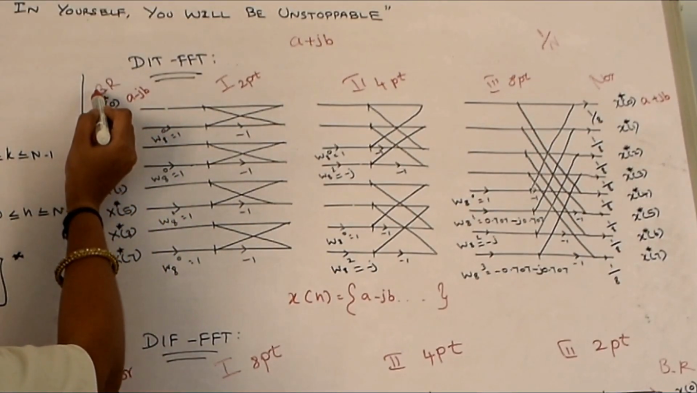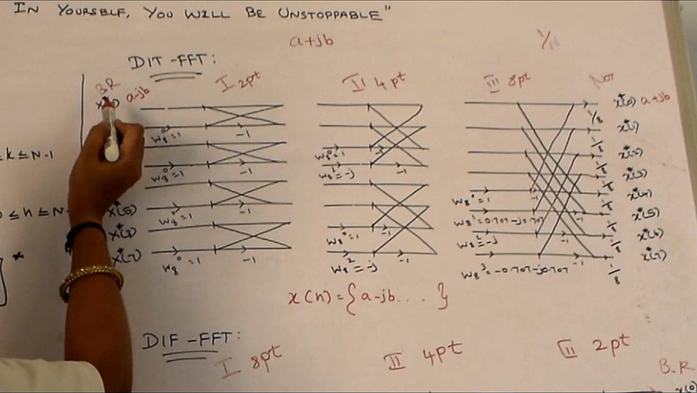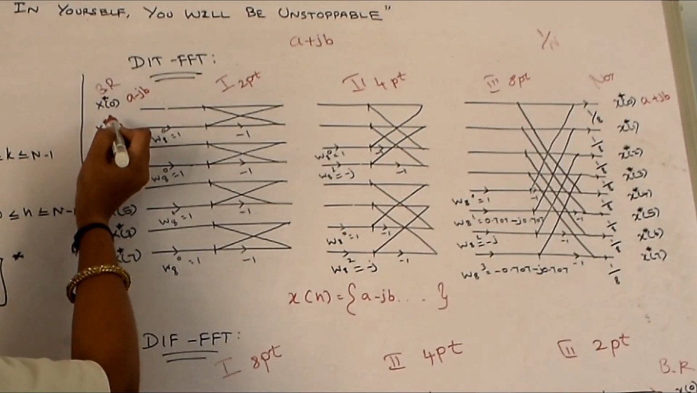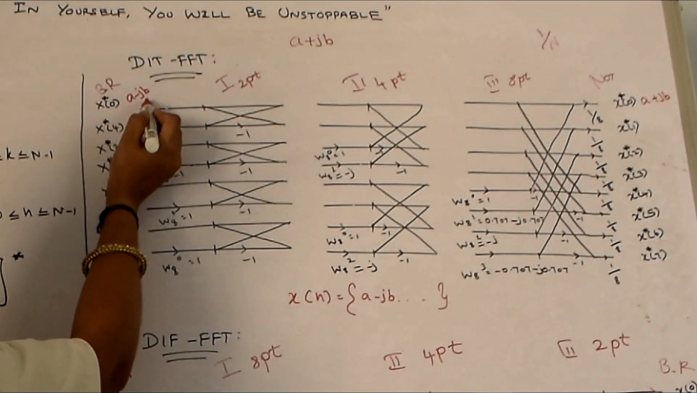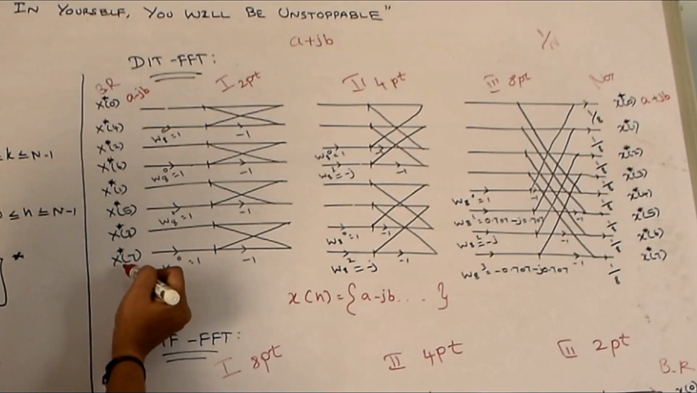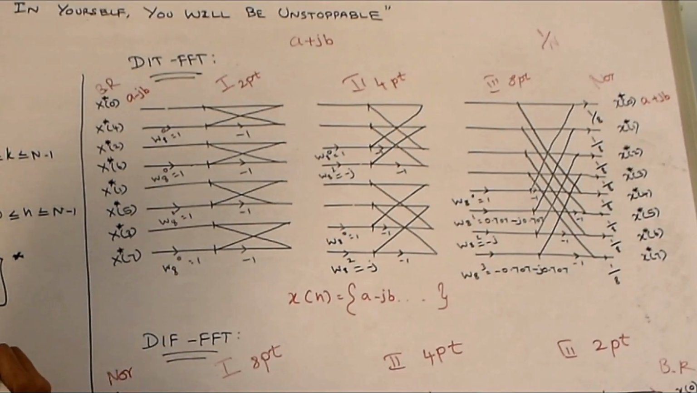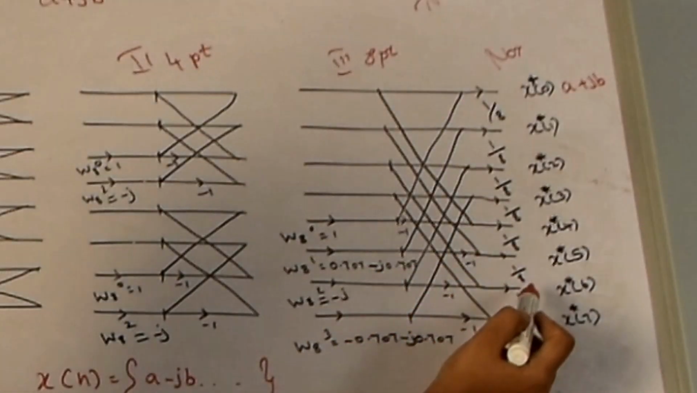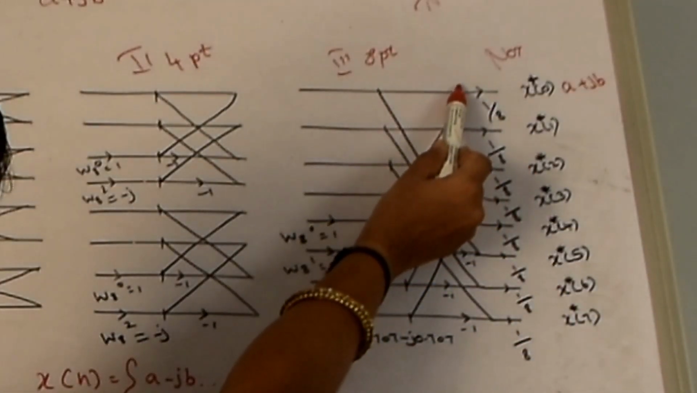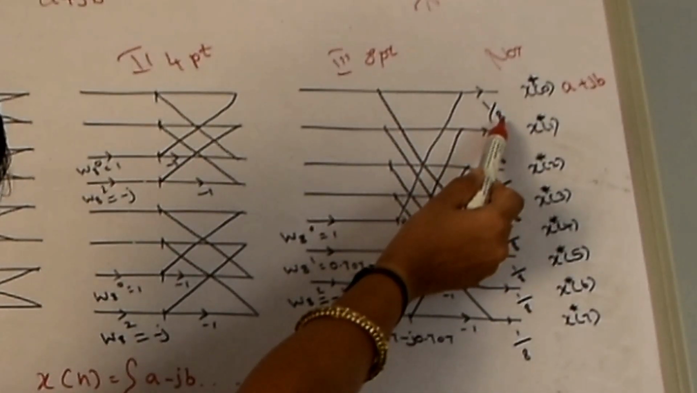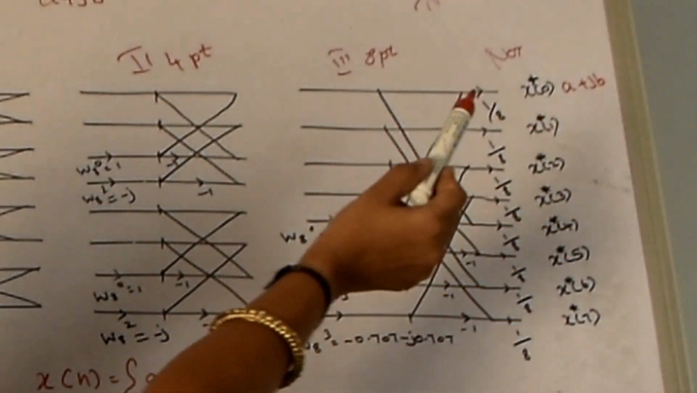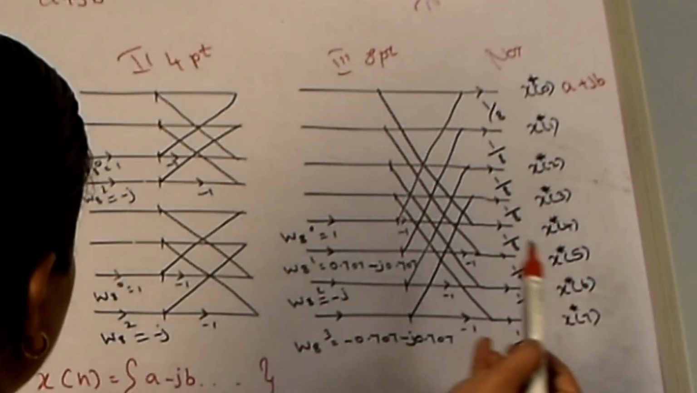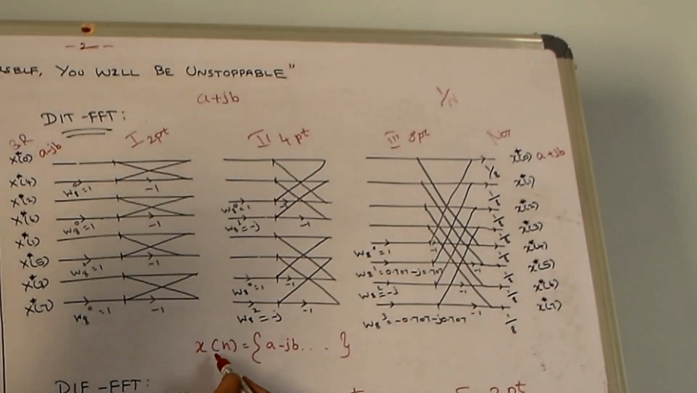Here in input we will be considering the bit reversal order. I am writing x star of 0. For example, if you are given a plus jb, you have to write a minus jb. Same for the following sequence also. At the output side you have to multiply the actual output by 1 by N. Here N is 8 point DFT, so I am writing 1 by 8. That's it. So your output will be x star of 0 to x star of 7. While writing the actual output, you have to take the complex conjugate of the output.